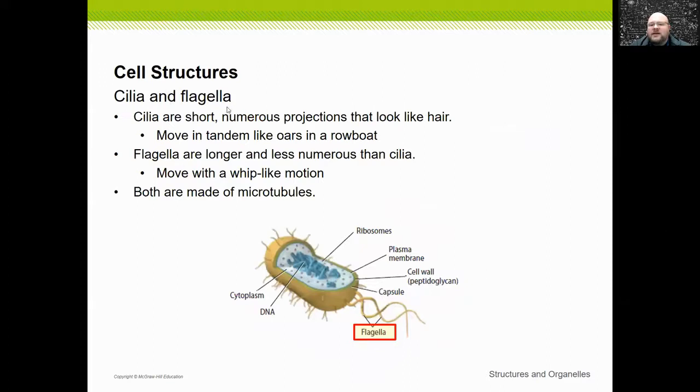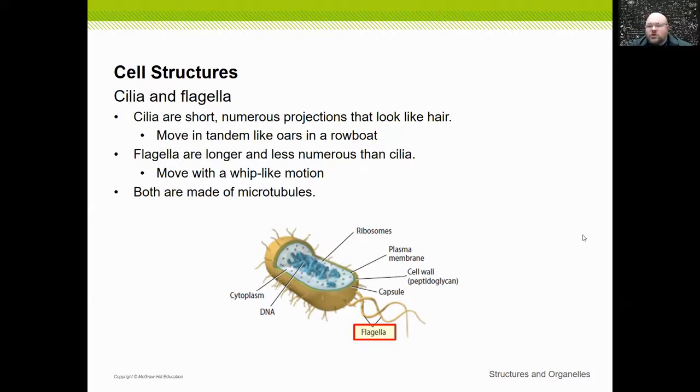We also have cilia and flagella. I'm not going to worry too much about these in your analogy. However, we're going to talk about what they are. So when you get to your analogy project, you don't have to worry about cilia and flagella, but we are going to go over them real quick.